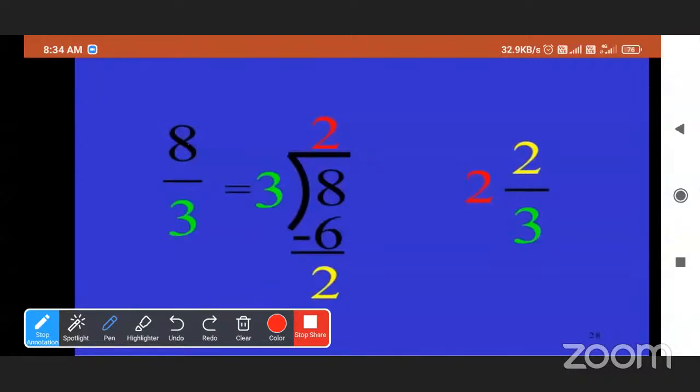So we get 3 twos are 6. So we will write 2 here. And the remainder is 2. So 8 upon 3 is equal to 2 and 2 upon 3. So here we convert the improper fraction into a mixed number.